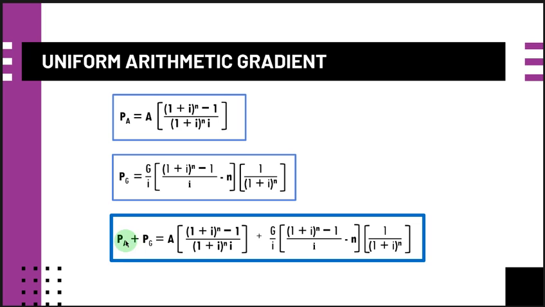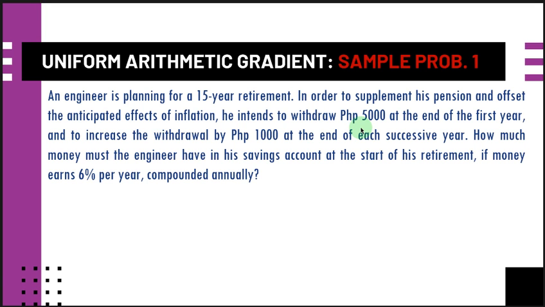Our P is just equal now to the sum of P sub A plus P sub J, which is equal to A times this quantity, plus this P sub J, which is equal to J over I times this quantity here and here. So proceeding now with how to use this formula in a simple problem application, I will give you a sample problem number 1.